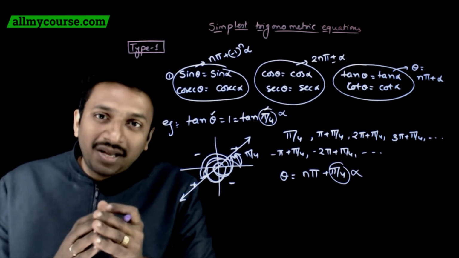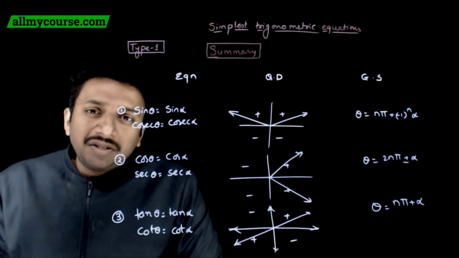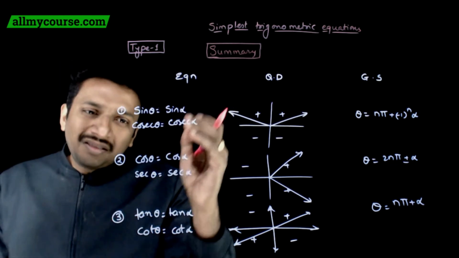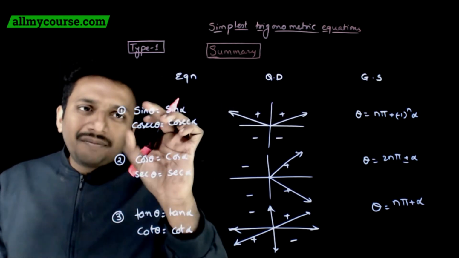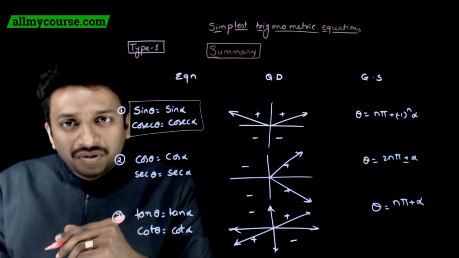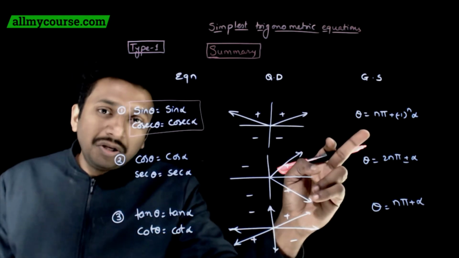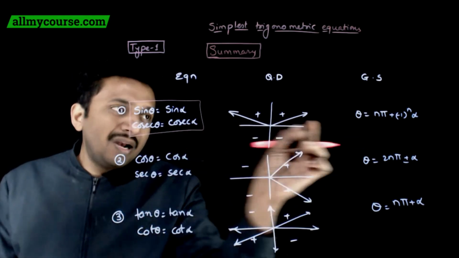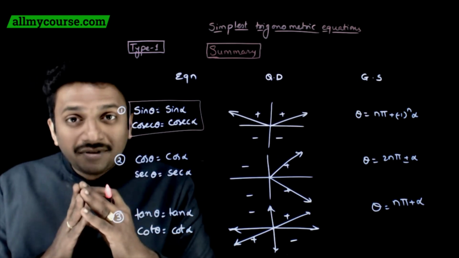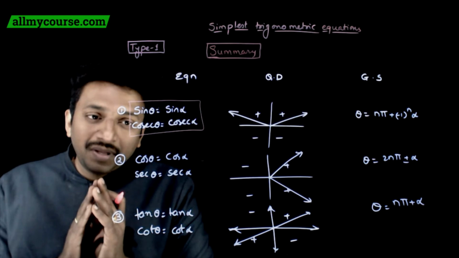So let us try to summarize this and take some examples. So to summarize this topic, simplest equations of type 1 have three subtypes. First type is sine theta is equal to sine alpha or cosecant theta is equal to cosecant alpha. If you have equations of this form, the solution for these equations looks like theta is equal to n pi plus minus 1 whole power n into alpha, and that comes from this quadrant diagram.